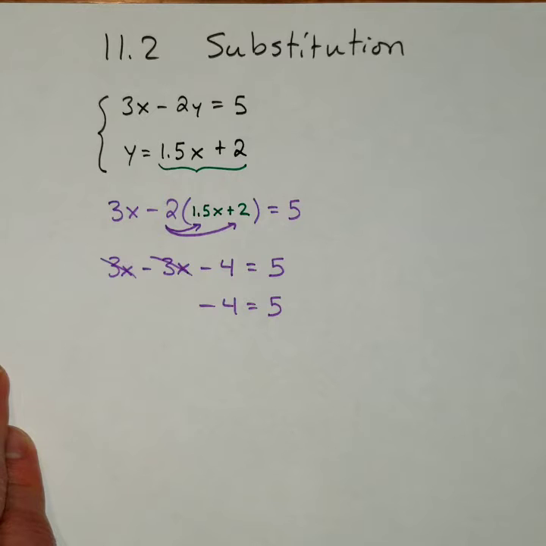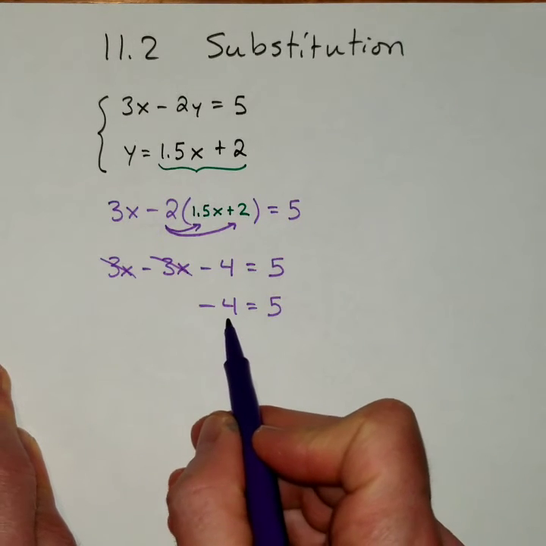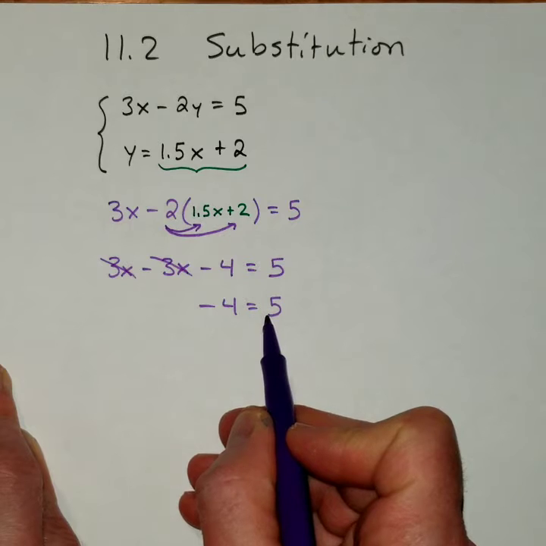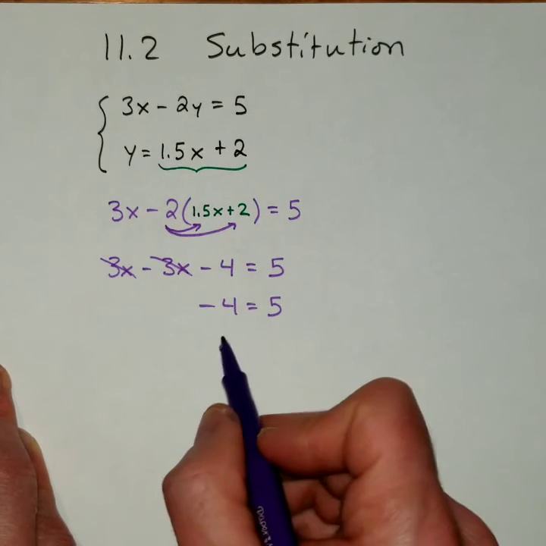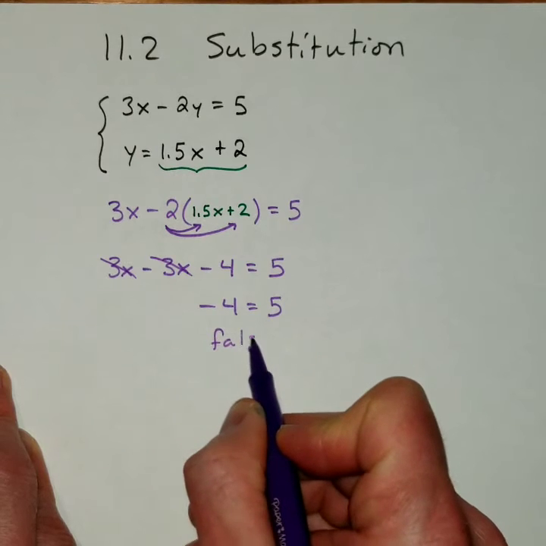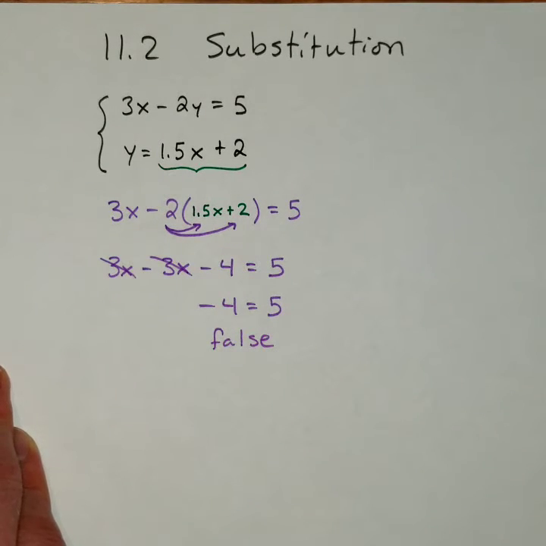But no x's are left to solve for. So that seems kind of strange. When the x's disappear like this, you have to look at the equation that's left over. This one says negative 4 is equal to 5. Well, is that true? No, those two things are definitely different. So this is false. It's a false equation.